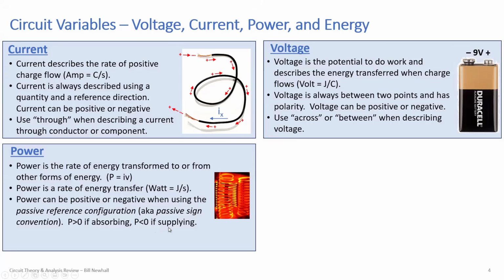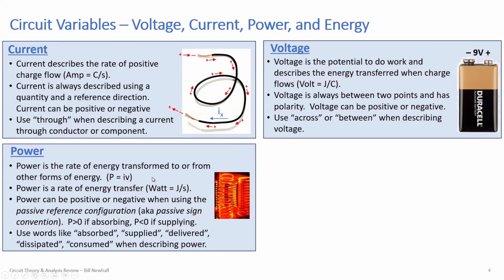When we're talking about power for a circuit, we usually use words like absorbed, supplied, delivered, dissipated, or consumed, words like that.